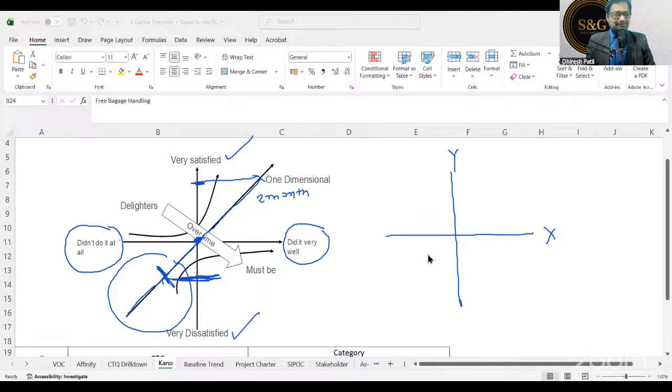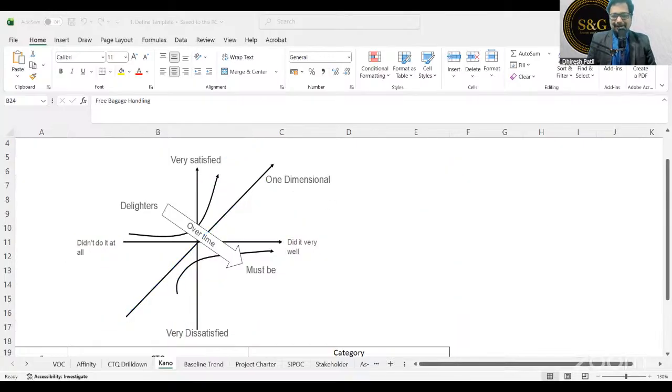Okay. You know what this diagram is? A lot of people ask me, what is this over time? See, since the topic has come up, let me explain. What is a delighter? A delighter is something we haven't given. The moment you give it, the customer will become exponentially happy.